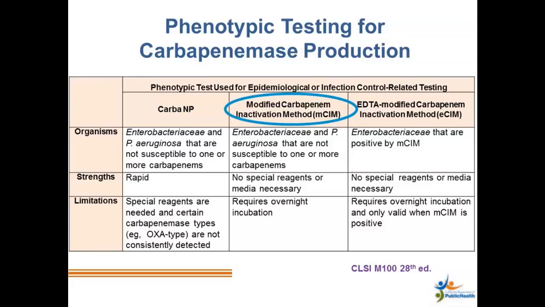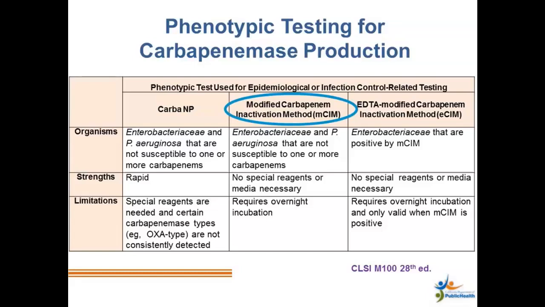Carba NP is a rapid method for Enterobacteriaceae and Pseudomonas aeruginosa, but requires a special reagent and has poor sensitivity for detecting OXA carbapenemases. mCIM was validated by multiple centers, has proved to be a sensitive and specific method for detecting carbapenemases produced by CRE and CRPA, and no special reagent is needed, but it has a longer turnaround time.